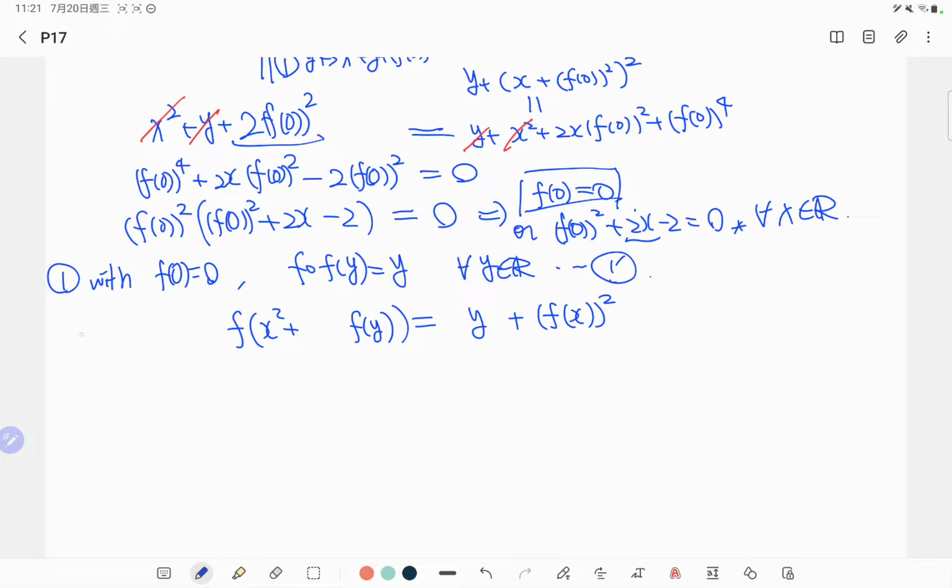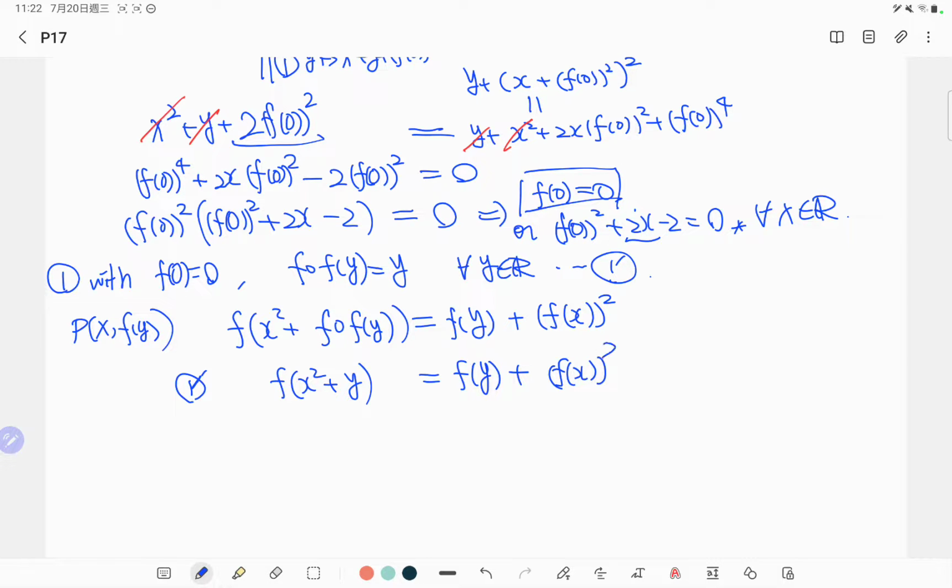Okay, so here let's try to make it like p of x comma f of y. So this one becomes f of y, and here it is f of y, and then we can apply 1 prime. So with 1 prime, we have f of x squared plus y equals f of y plus f of x quantity squared. And let's call it equation 2.